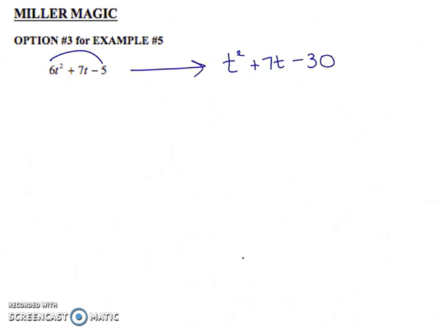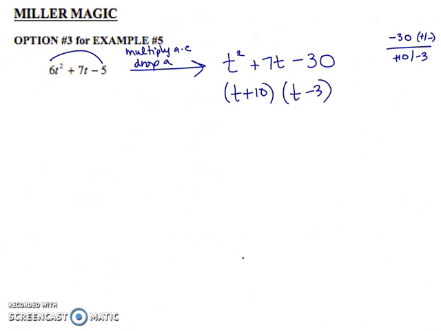Okay, so notice we multiplied A times C, but then we dropped A. Okay, so now I'm going to factor this, right? So again, I'm looking at negative 30 plus and minus, but I'm trying to make 7, okay? So it's going to be the same pair. It's going to be that positive 10 and that negative 3. So, but I'm going to write t plus 10, t minus 3, although we know that this isn't right, because I have that A that I dropped. So I factor it, but you have to bring that A back in.